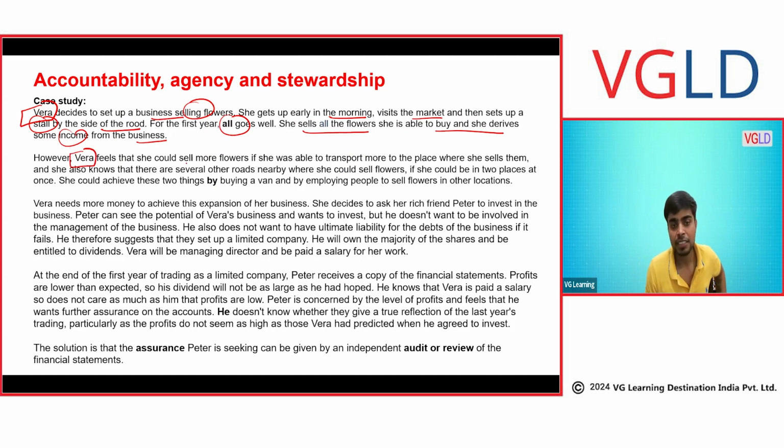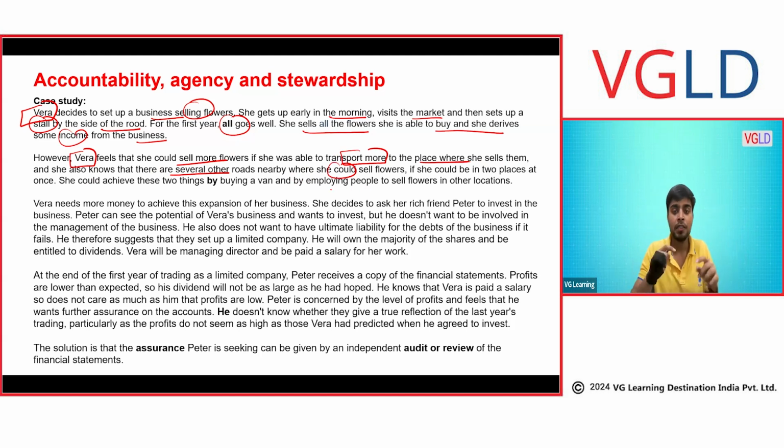However, Vera feels that she could sell more flour if she was able to transport it to more places. She also knows that there are several other roads nearby where she could sell flour. This means Vera is looking at a business opportunity. She knows people like to buy flour, so if she has a car where she can transport the flour, she will be able to make more sales.